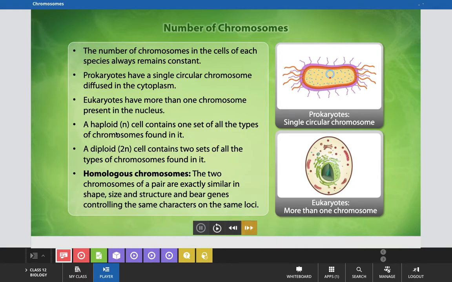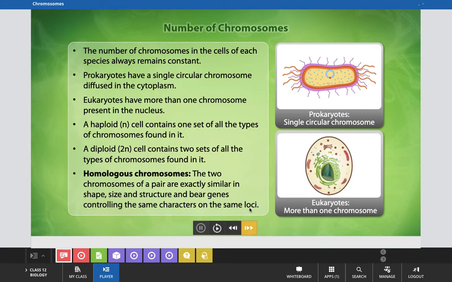A haploid, which is represented by N, cell contains one set of all the types of chromosomes found in it, while a diploid or 2N cell contains two sets of all the types of chromosomes found in it. In these two sets, the similar or alike chromosomes which make a pair are known as homologous chromosomes. The two chromosomes of a pair are exactly similar in shape, size and structure, and bear genes controlling the same characters on the same loci.